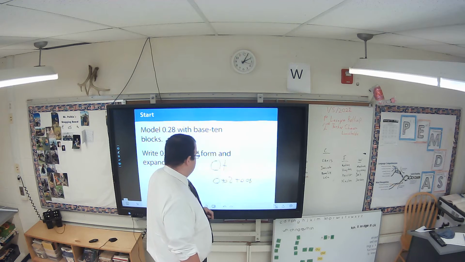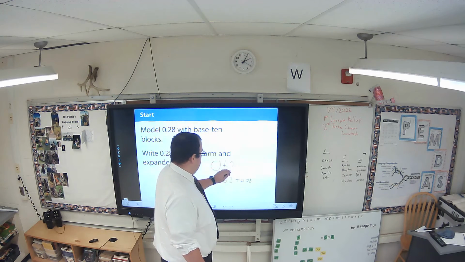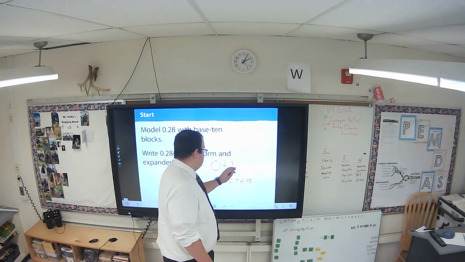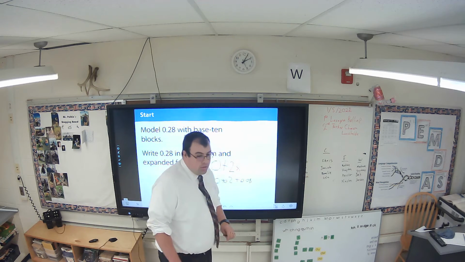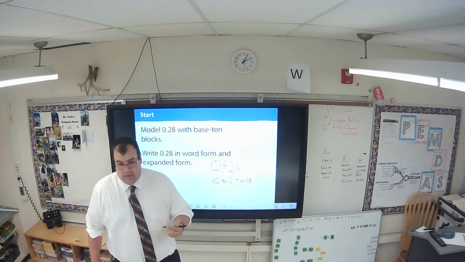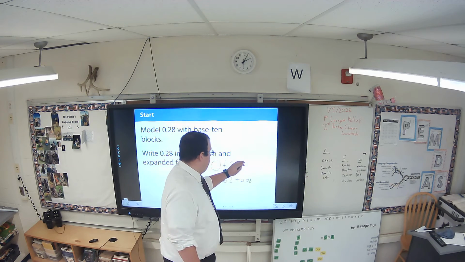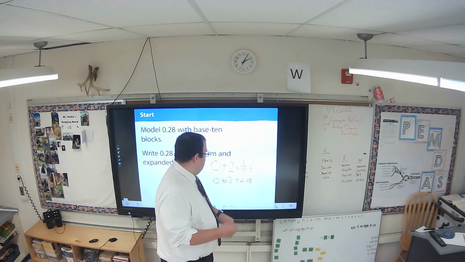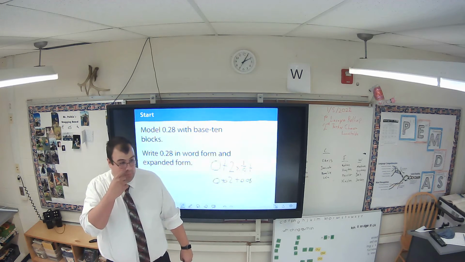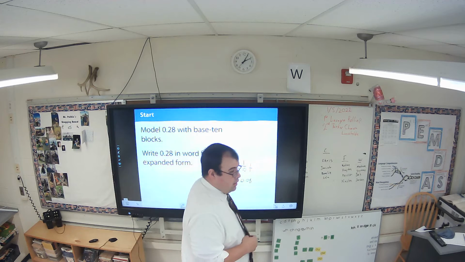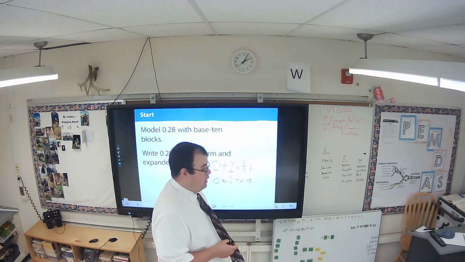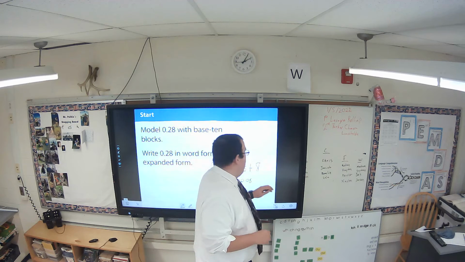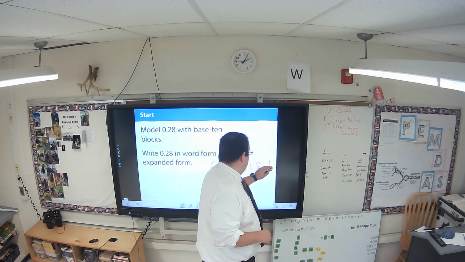0 plus 2 times what? 2 times 1/10. Now you could do it either way. You can put decimal or fraction. I'm going to put fraction for right now, right? Plus, what am I going to put next? Jacob? Plus 8 times 1/100th.